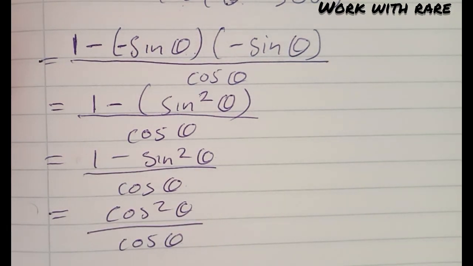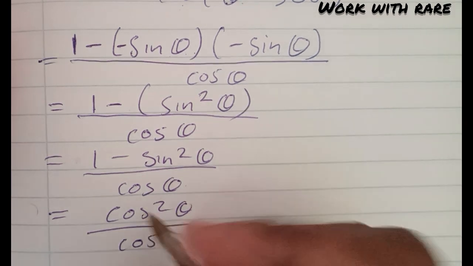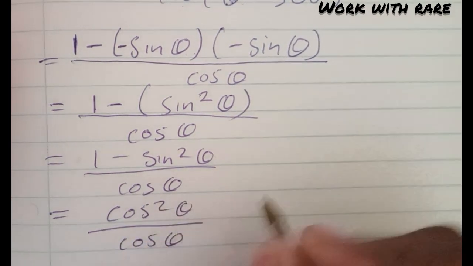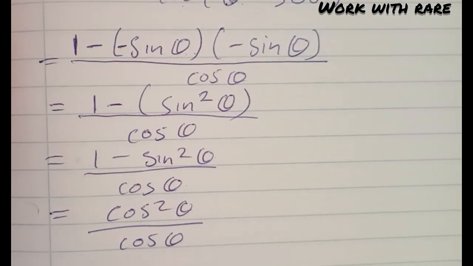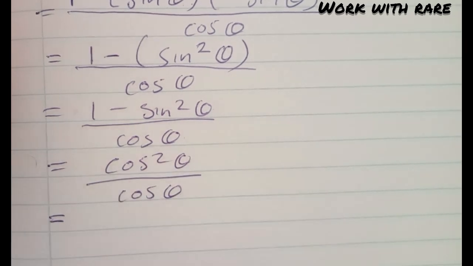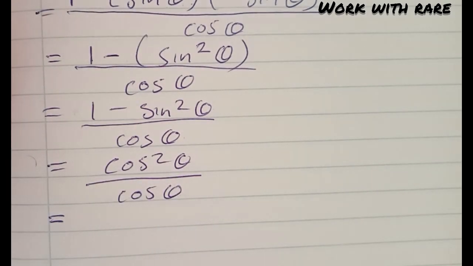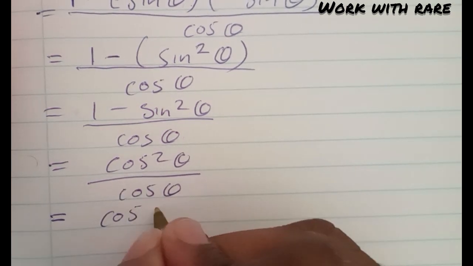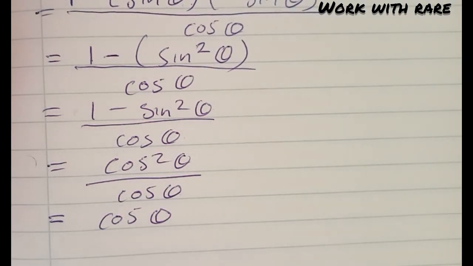So after this step, since on my numerator I have a square and on my denominator I only have one cos, I will subtract the exponent, so it will be 2 minus 1, so I will be left with cos theta. So that's how you should do it. Then you'll get full marks, 5 marks. In this way I simplify it into a single trigonometric ratio, okay?